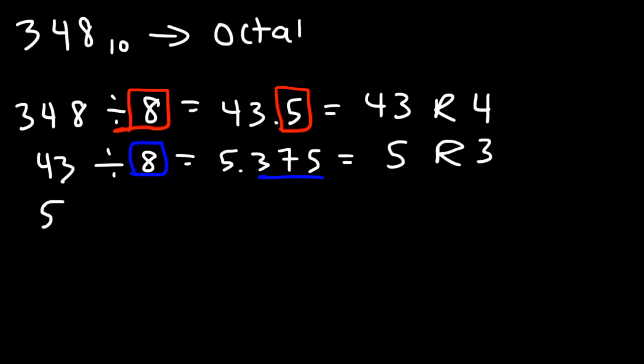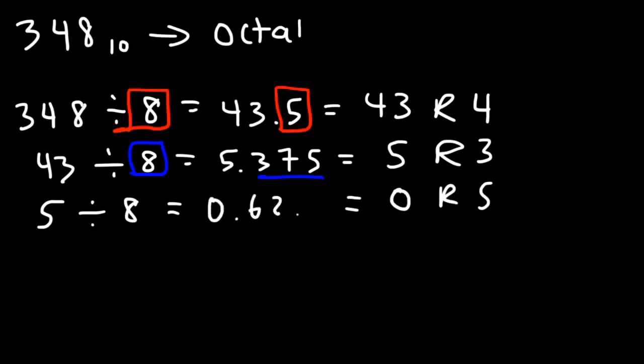Next, take the 5 and divide it by 8. Now, 5 is less than 8, so we can say that 8 goes into 5 0 times with a remainder of 5. If you do 5 divided by 8, you're going to get 0.625. And so the 0 gets transferred here. And then if you multiply 8 by 0.625, you should get the original number that you started with, which will go here.